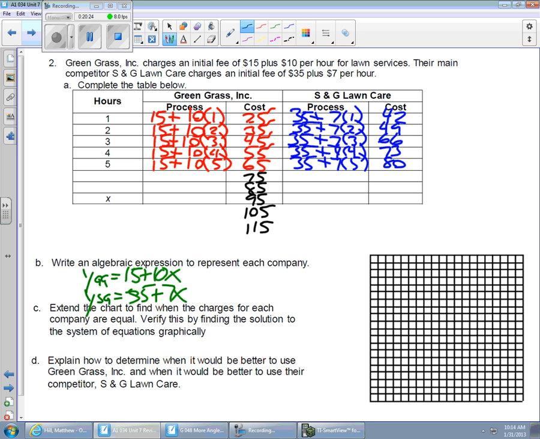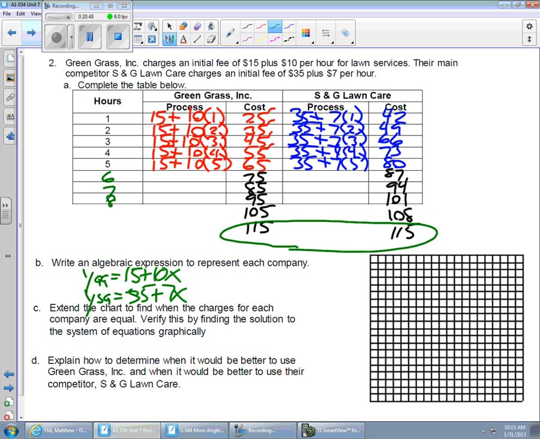Okay, I don't know how far we need to go. What's going on over here? Increasing by sevens. 87, 94, 101, 108. Hey, cool. I actually stopped at exactly the right place. Okay, it said extend the chart until the costs are equal. Yep, happened right there.